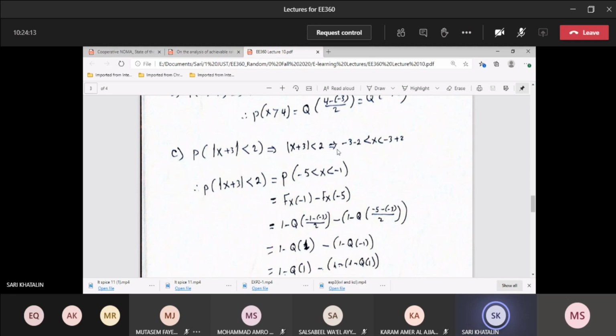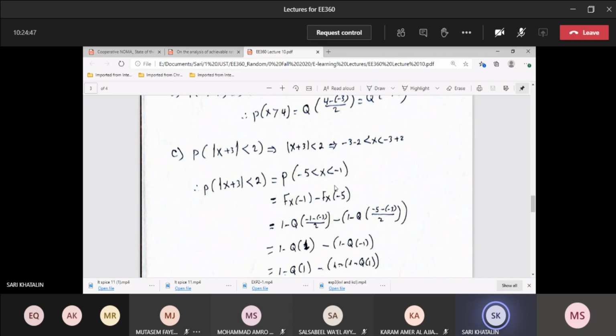But for the sake of our example here, the absolute value of x plus 3 less than 2 is equal to, of course, you take the 3 to both sides, so you add minus 2 to the left and plus 2 to the right. So you will end up with the probability of x larger than minus 5 and less than minus 1.